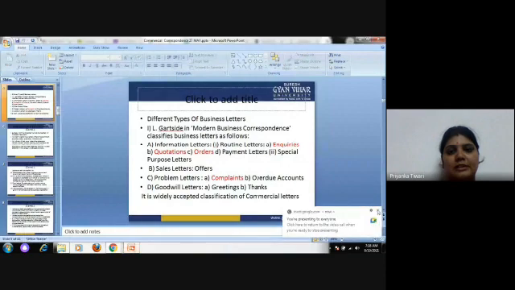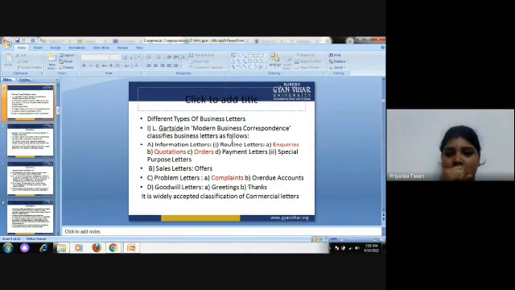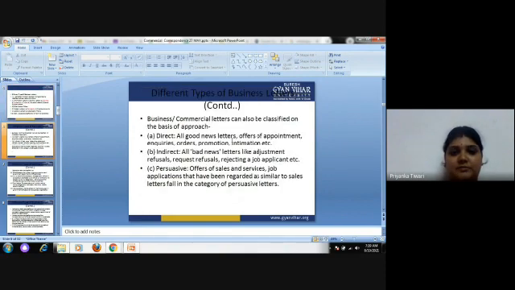So, different types of business letters in modern business. Business correspondence classifies business letters as follows: information letters and routine letters, inquiries, quotations, orders, payment letters, special purpose letters, sales letters, problem letters, complaints, goodwill letters, and greetings. This is the widely accepted classification of commercial letters.